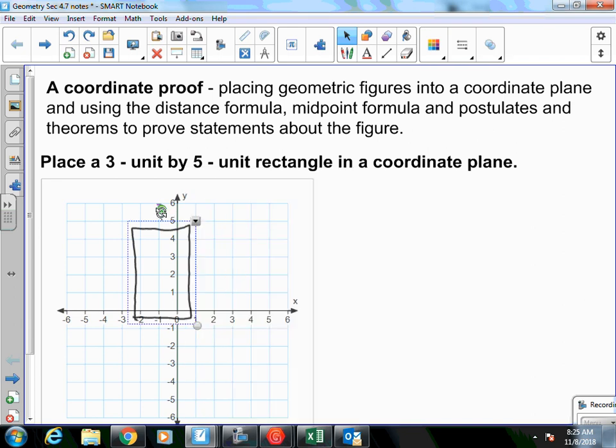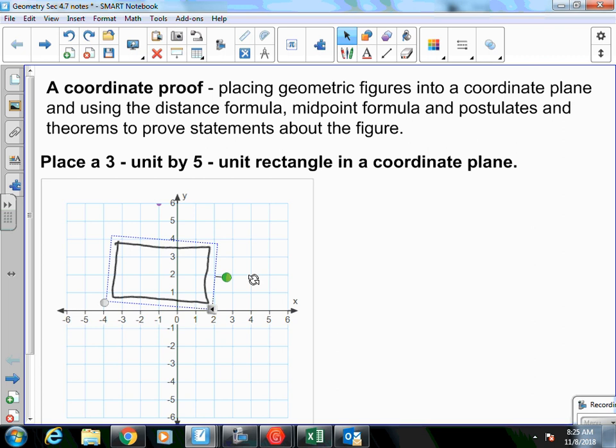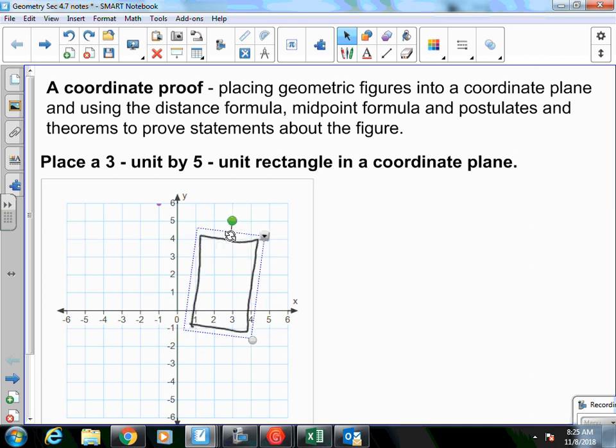Or I could have done it this way. Because if we were going to do some kind of coordinate proof math operation with it, it really doesn't matter what direction or where we put it, as long as the dimensions of it are the same.